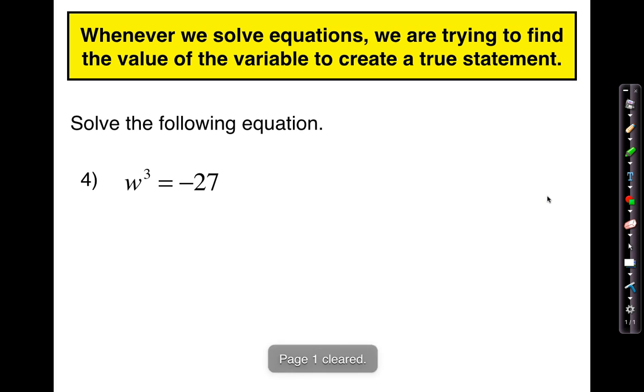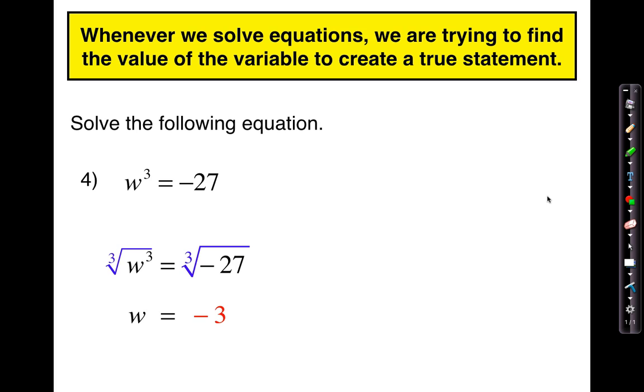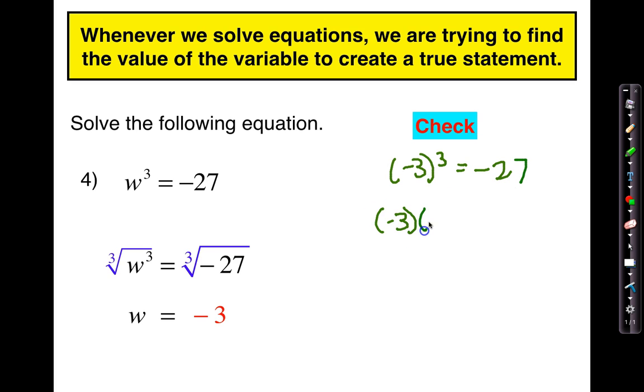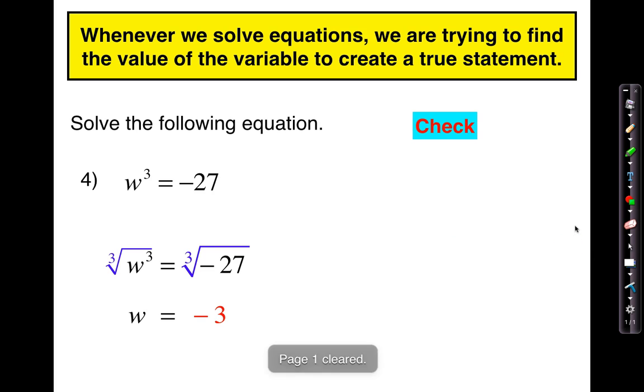Number 4, hopefully you took the cube root of both sides and ended up with W equals negative 3. Notice again, there's only one answer. Now I'm going to check my work. A negative 3 cubed, does this equal negative 27? Let me show it to you by writing it all out as an extended product. A negative times a negative is a positive. Positive times a negative is a negative 27. So this does work out.